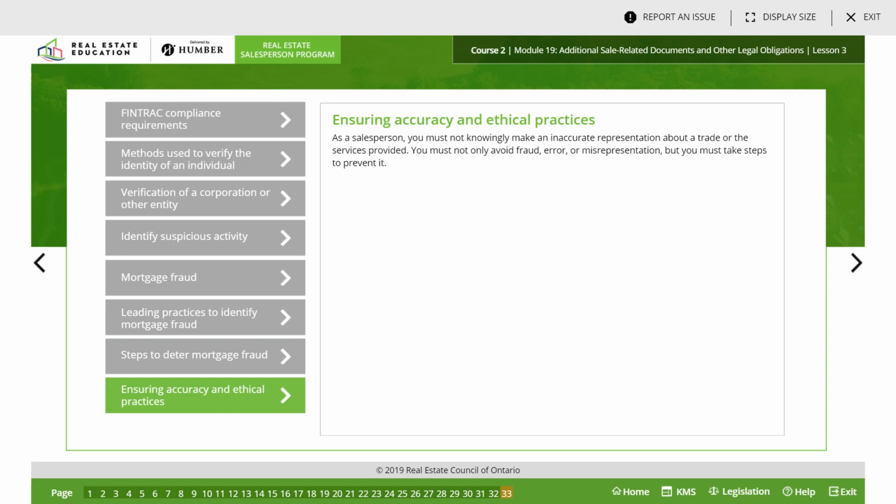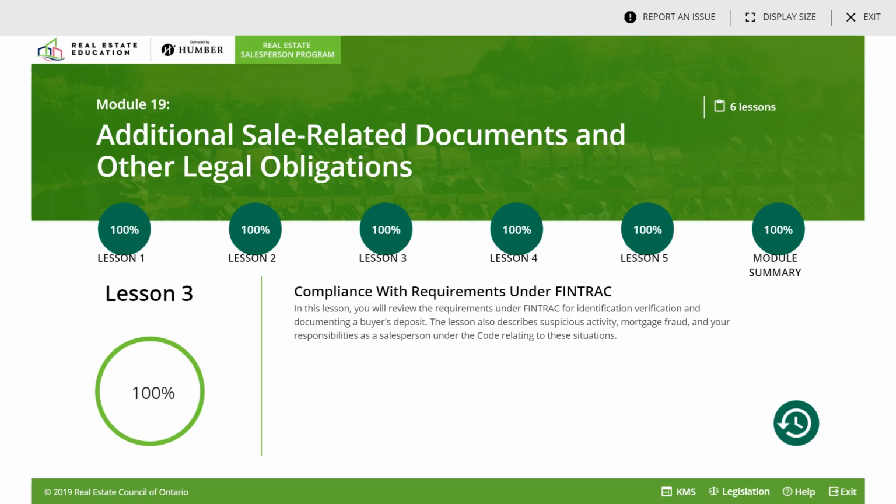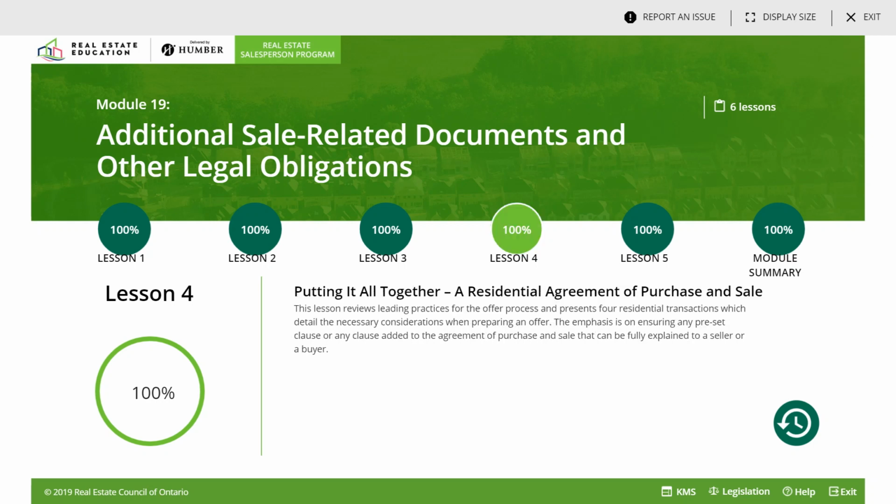Ensuring accuracy and ethical practices. As a salesperson, you must not knowingly make an inaccurate representation about a trade or services provided. You must not only avoid fraud, error, or misrepresentation, but you must take steps to prevent it. Wow, seems like a lot of responsibilities, but that's what you've got to do.